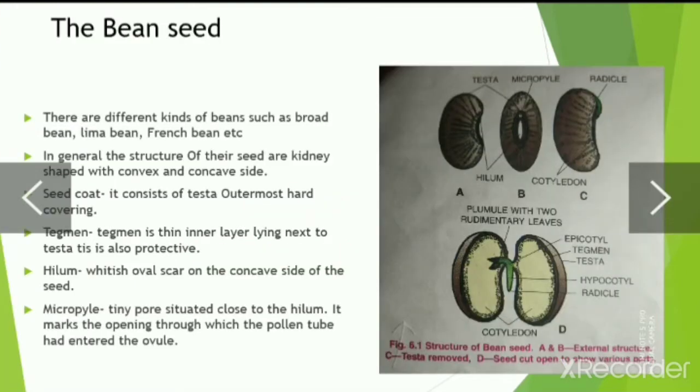Students, there are different kinds of beans such as broad bean, lima bean, French bean, etc. In general, the structure of their seeds is kidney shaped with convex and concave sides. It is clearly visible to you all in this diagram. The structure of the seed is kidney shaped with convex and concave sides.